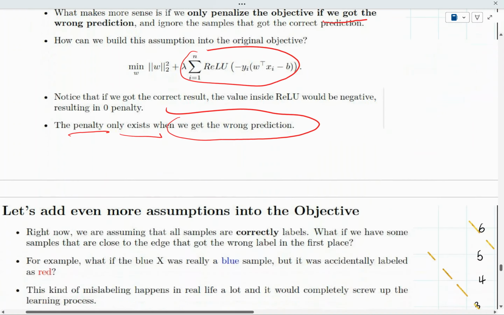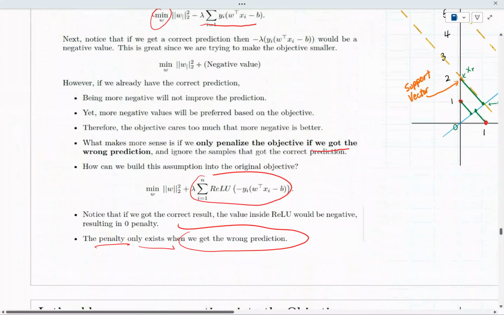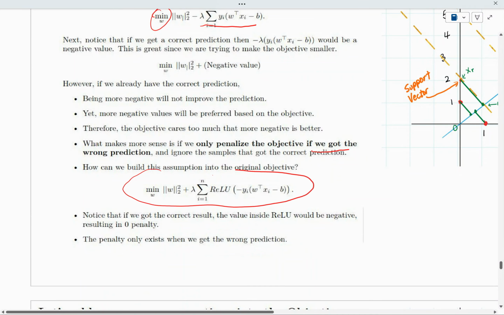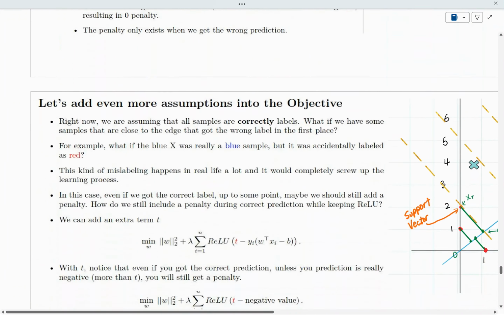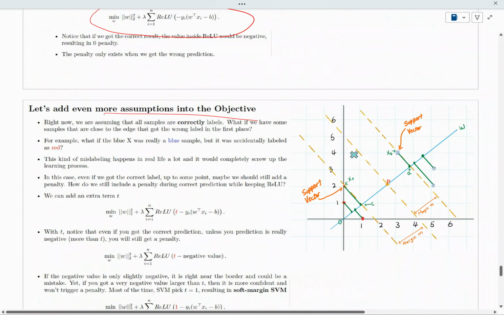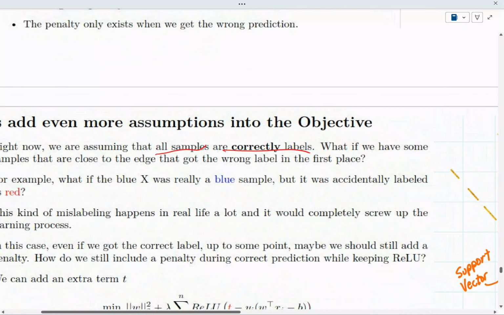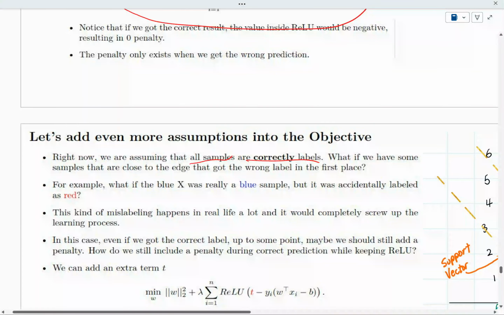Okay. So let's continue. This is the origin of the second form of SVM, but this is not the one you will see. There's more assumption built in to the one that you will see when you type into Wikipedia. So we went through the easiest one, now the second one. Now let's add even more assumption into the objective. Right now we're assuming that all the samples are correctly labeled, but sometimes they're not. The label itself can be wrong.